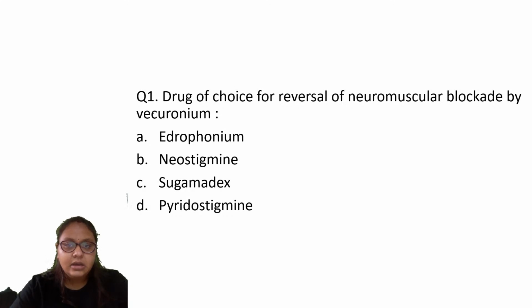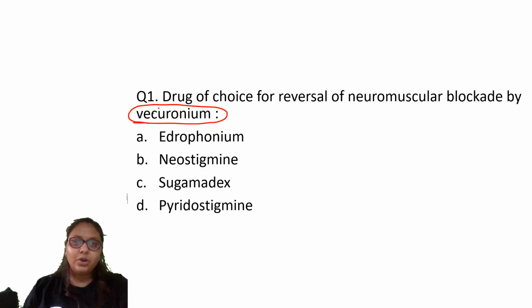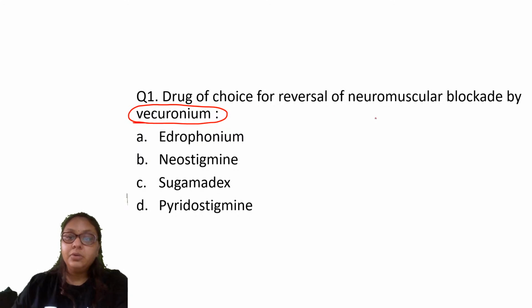Please tell me the answer. For vecuronium, what should be the reversal agent of choice? Can anyone tell me what group does vecuronium come into?